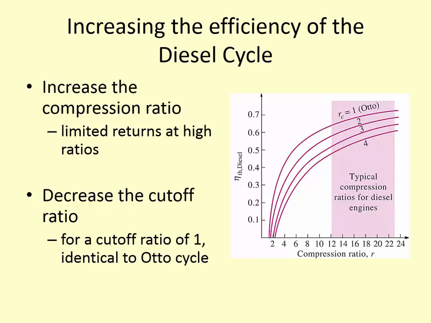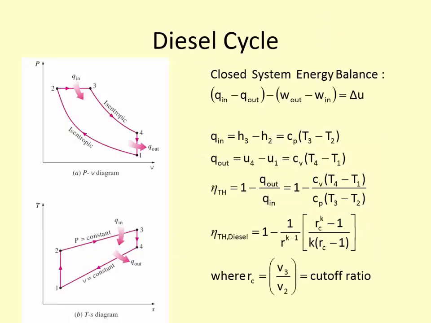Another way is to decrease the cutoff ratio, and then for a cutoff ratio of 1, the diesel cycle is identical to the Otto cycle. So decreasing this cutoff ratio essentially turns this horizontal line to a vertical line.